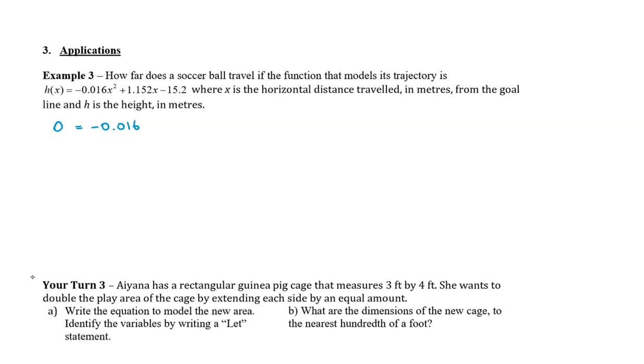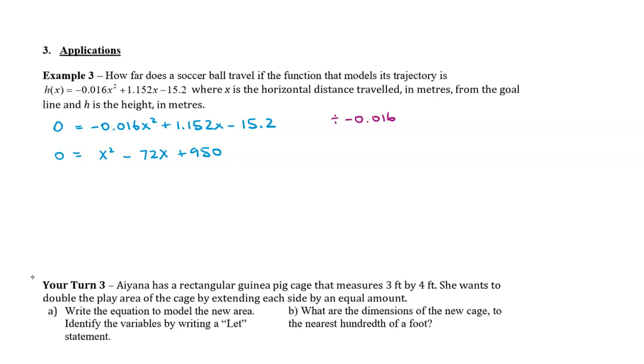And I'm just going to rewrite the rest of the function. Now it doesn't look very nice, but usually these numbers always work out. All right, so first thing we're going to do, like before, the last question that we just did, we need to divide by the coefficient in front of the x squared. So in this case, we're going to divide everything by negative 0.016. So when we do that, we get 0 equals x squared minus 72x plus 950. So look at how nice the numbers are now, even though they're a little bit big.